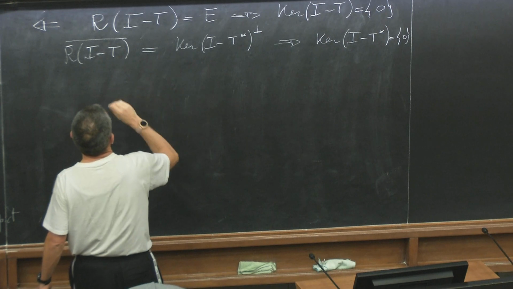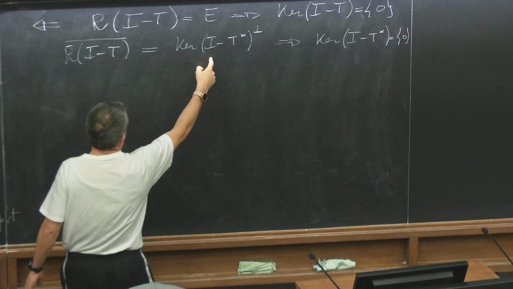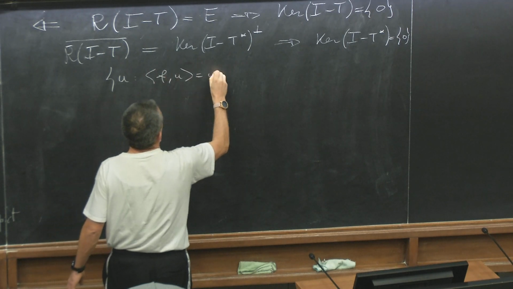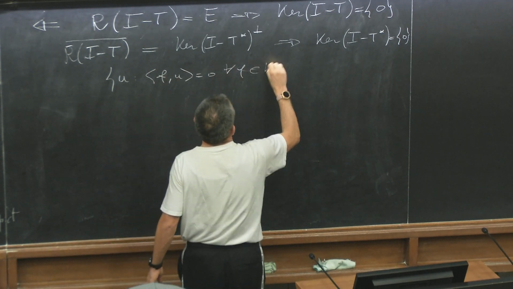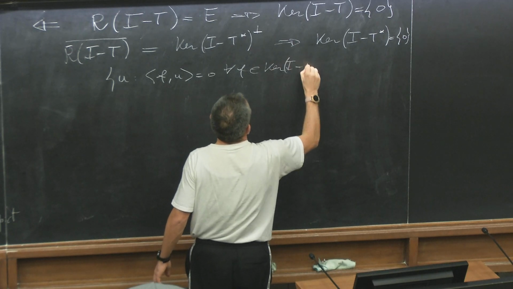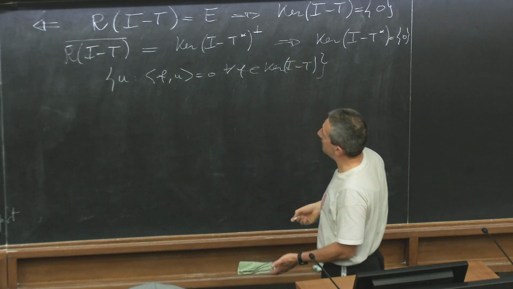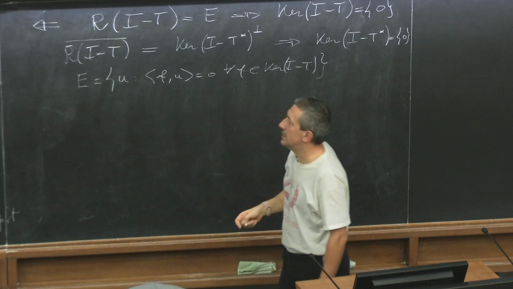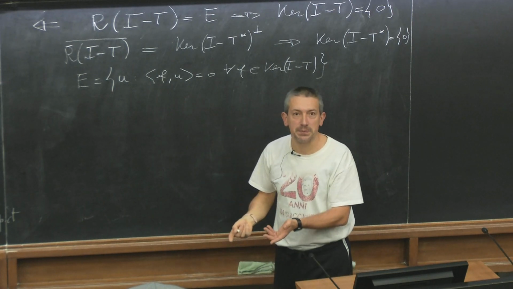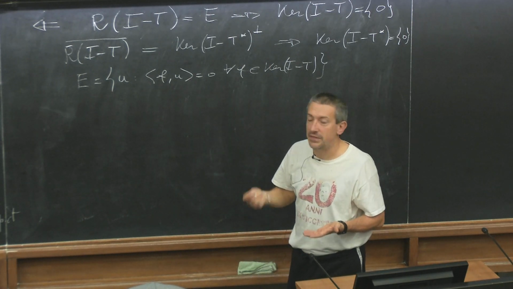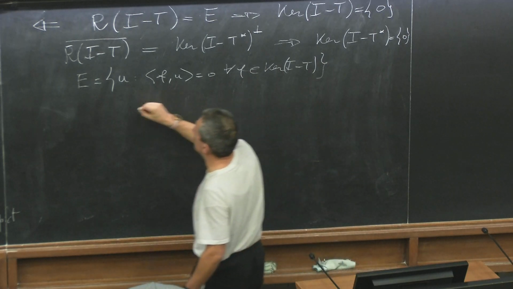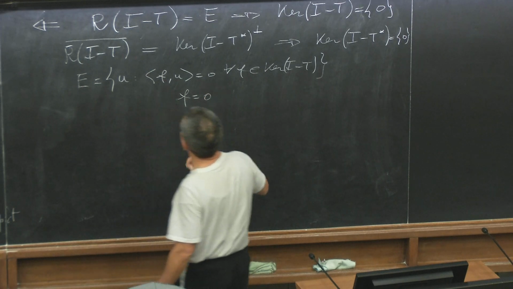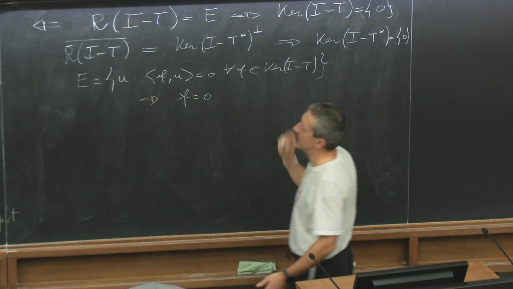So this means that the kernel orthogonal are all the u such that f(u) is equal to 0 for all f in the kernel. And now you observe that since I know that this is equal to E, the only f, by definition of dual space, which is 0 on the whole E is f equal to 0. So f equal to 0 is the only one in the kernel.